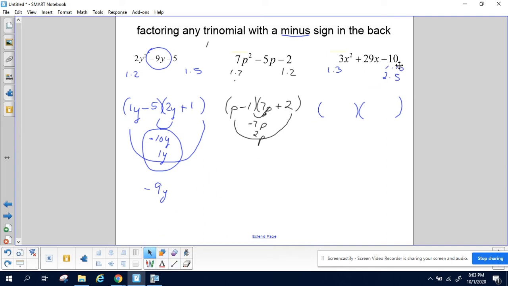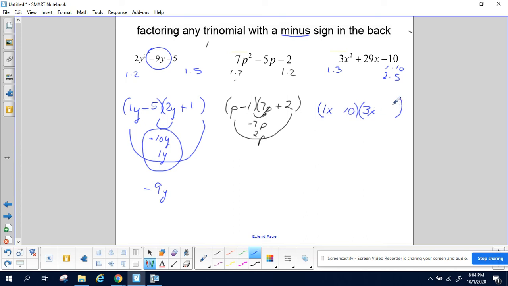You're going to try numbers until you find outer and inner, subtract to make a 29. So go ahead and put your 1 and 3 here. Decide if you think it's 1 and 10. I don't think so, because that's going to be 10x's, 3x's. That won't subtract to make a 29. Maybe 10 and 1.